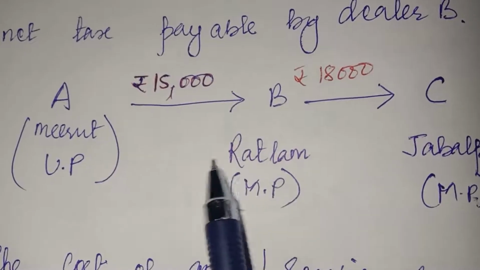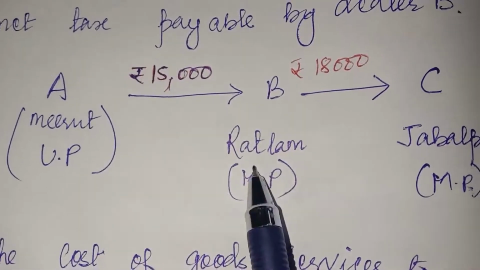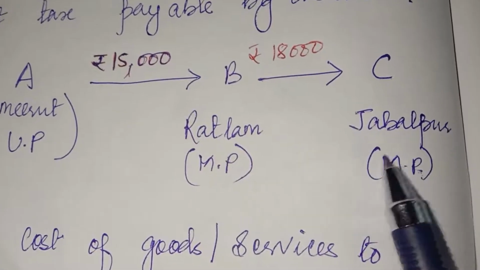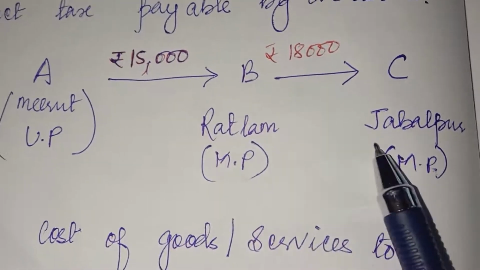So if you see this first one, this is interstate, one state to another. IGST is applicable. This is within the same state, okay. This is intrastate. So here CGST and SGST.